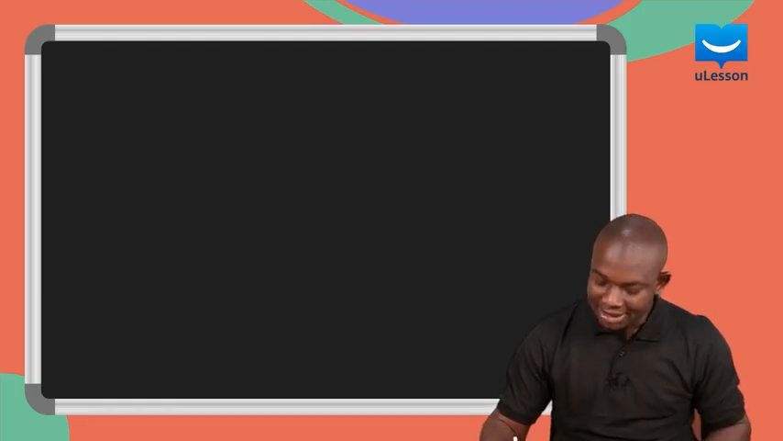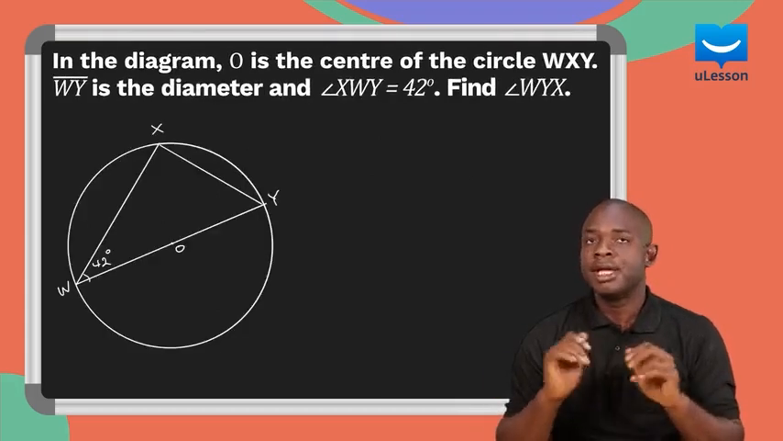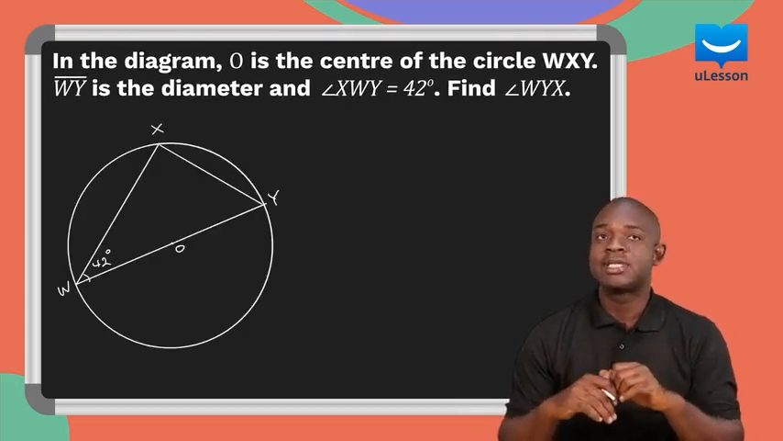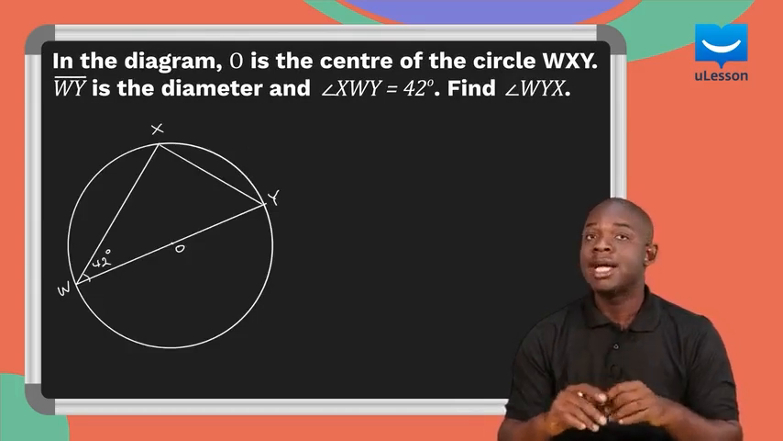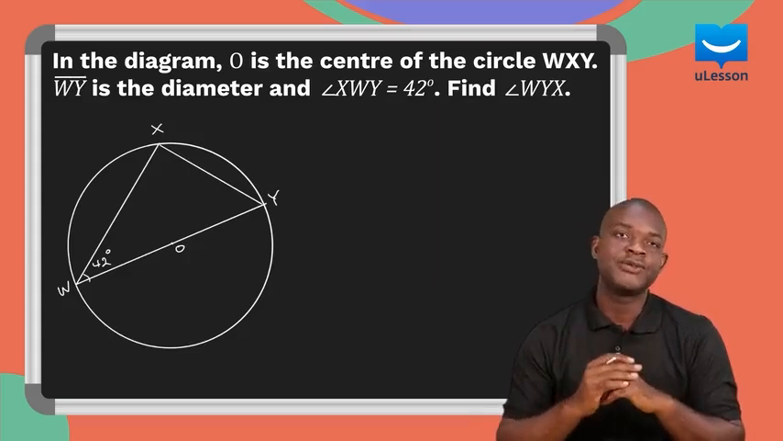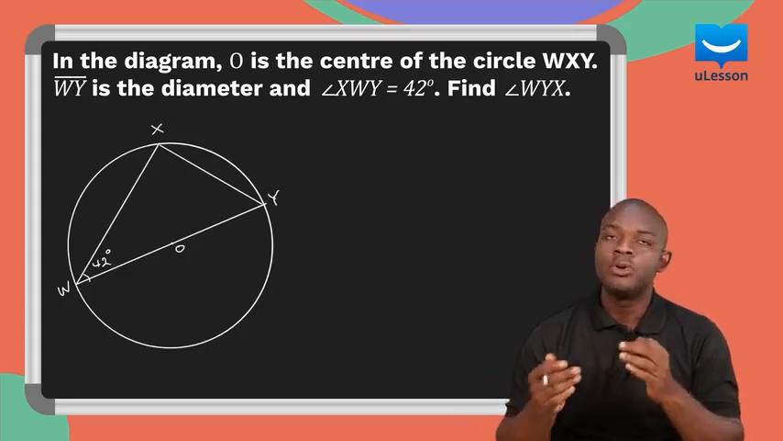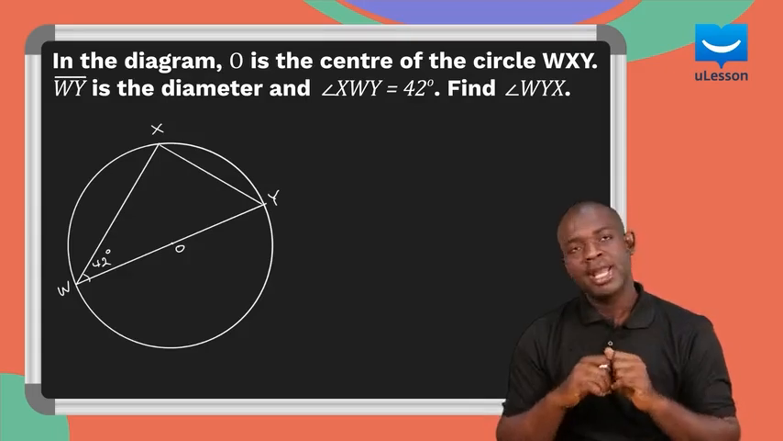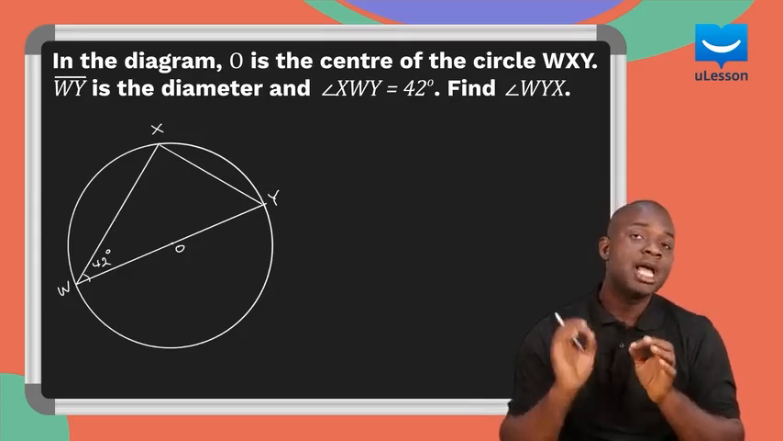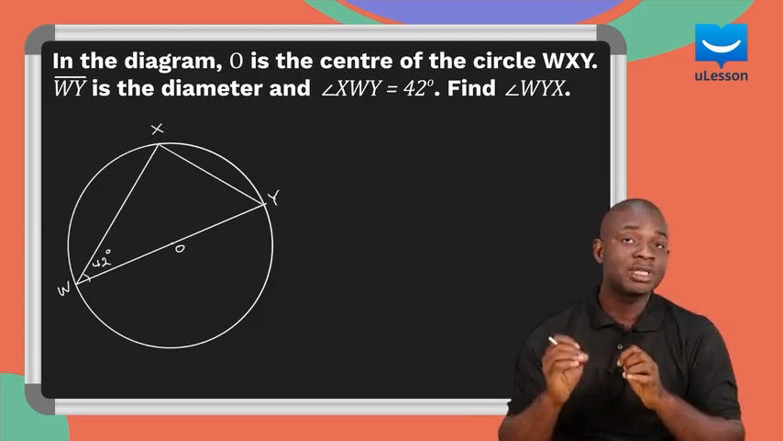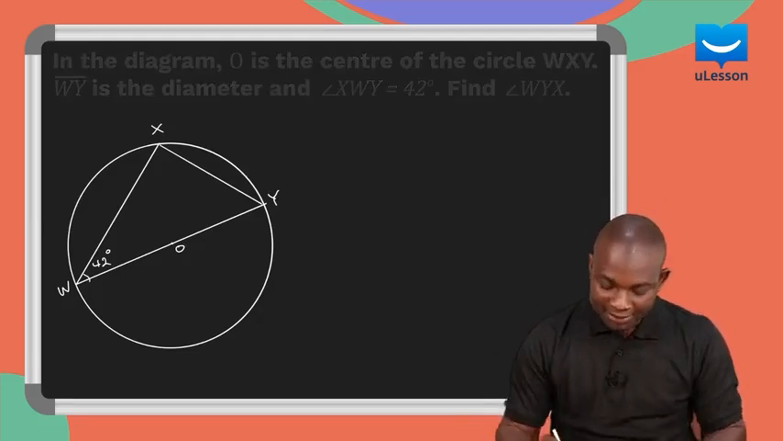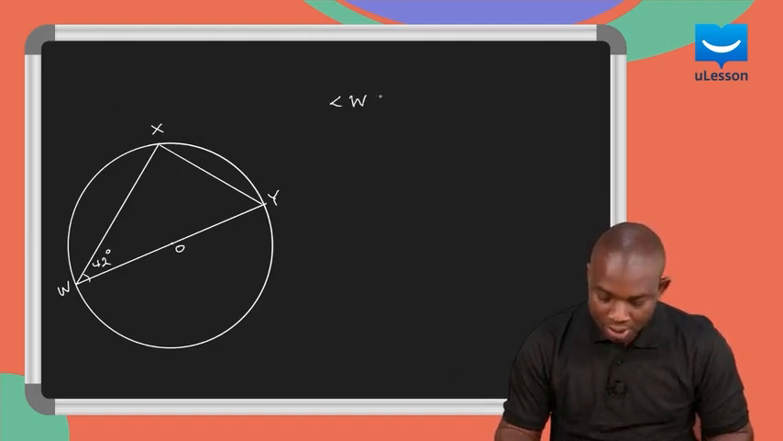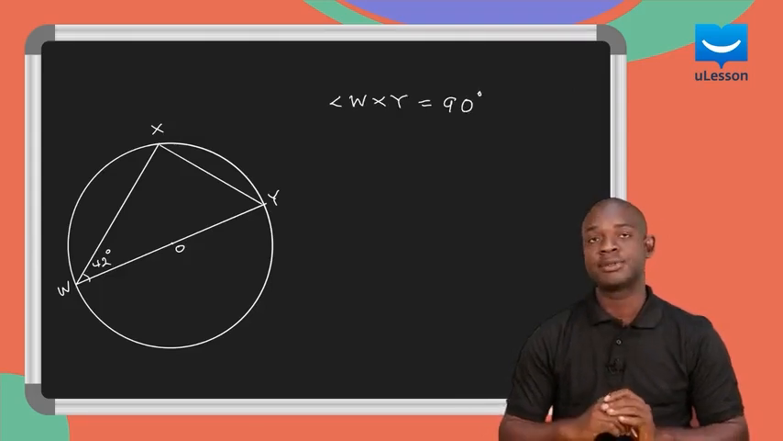Now to our last example. In the diagram, O is the center of the circle WXY. WY is the diameter and XWY is 42 degrees. Find WYX. Now, again, you need to recall that the angle subtended on the circumference of a circle by a diameter is always a right angle. So what this means is that angle WXY is equal to 90 degrees.